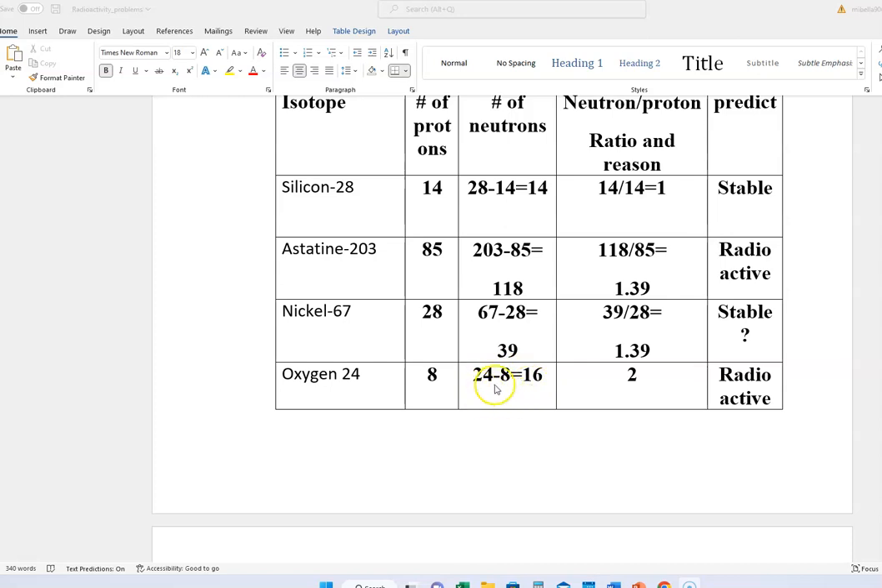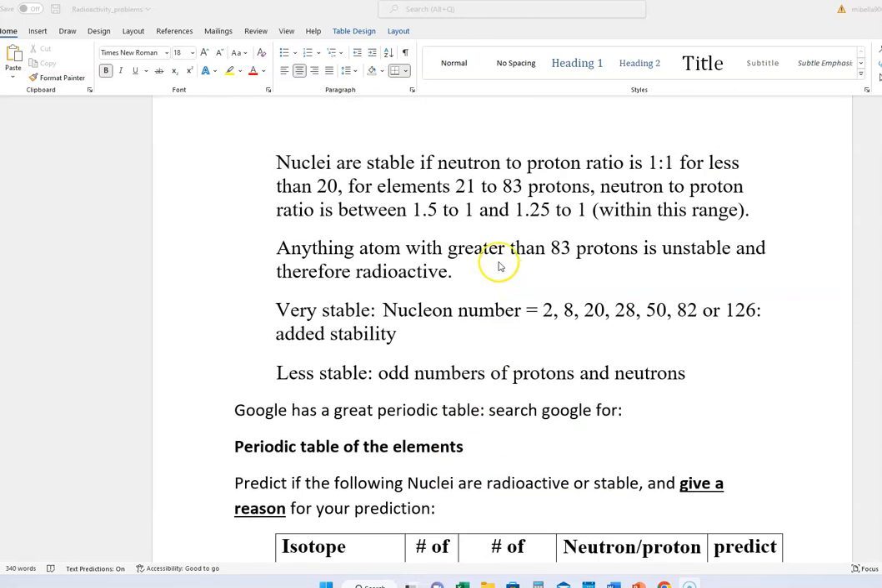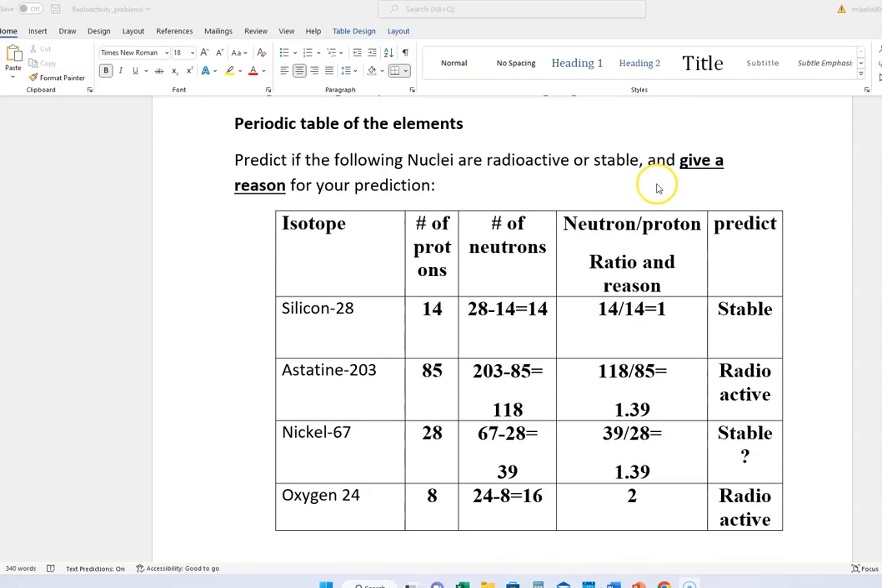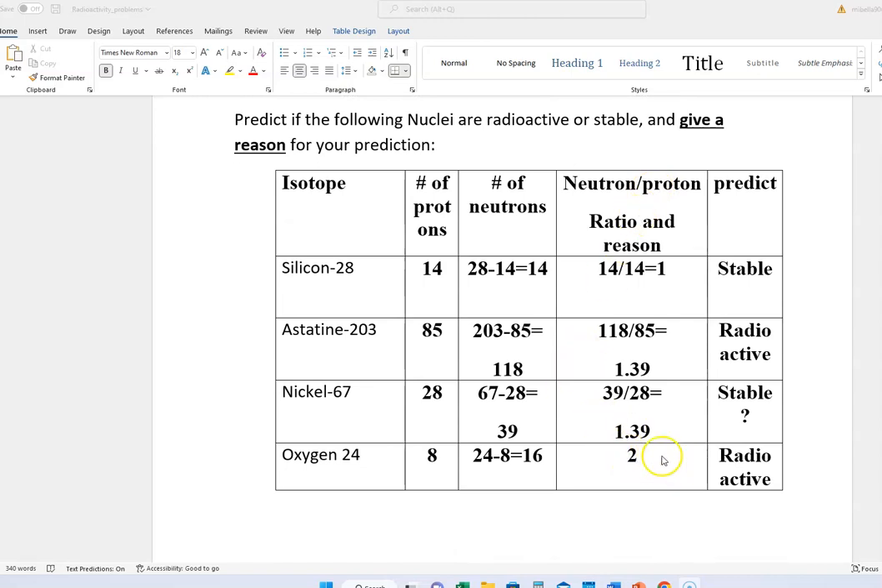So right away, you don't even have to do this ratio. You always do the ratio to make sure that the number of neutrons to protons is correct. But for oxygen, which is element 8, remember, element 8 is between 1 and 20, and so its ratio should be 1. And it's clearly not. The ratio is 2. This is a highly radioactive isotope.